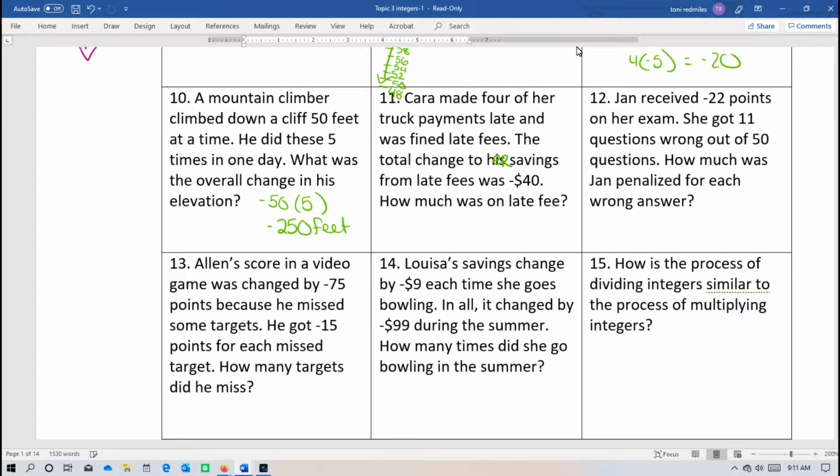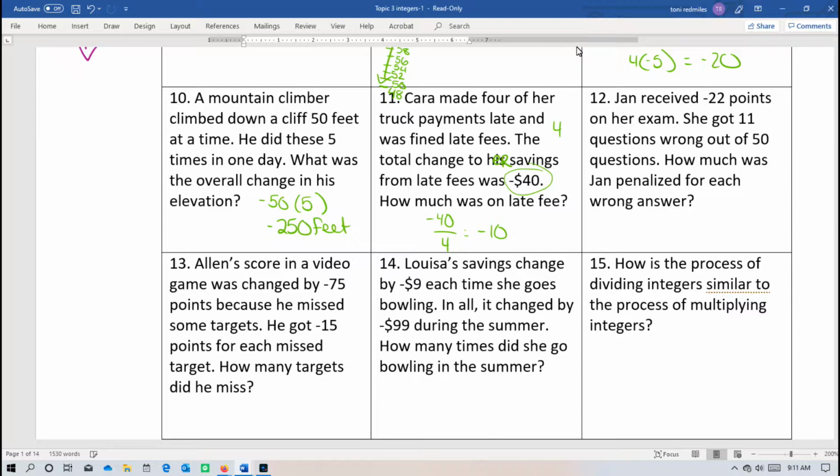Cara made 4 of her truck payments late, so 4 of them, and was fined late fees. The total charge to her savings from late fees was negative 40. How much was on late fees? So if it was 4 payments, then I divide this into 4 because I need how much for each payment. Well, it's negative 40, so I was charged negative $10 on each late fee.